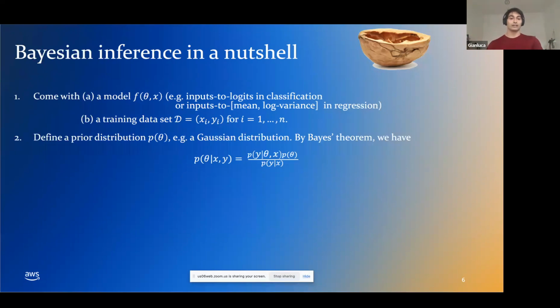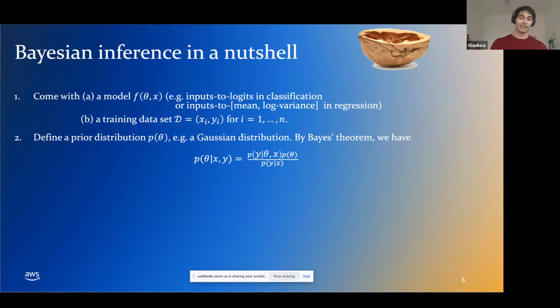Then, as I said before, theta usually are random variables, and therefore you define a prior distribution, and usually the most common choice for prior distribution, in particular in high dimensional setting, is a Gaussian distribution. And then Bayes' theorem gives you a posterior distribution. So the probability of the model parameters theta given the training data, x and y. And this you can rewrite as a likelihood function, p of y given theta and x, times the prior divided by the marginalization of the numerator, which is also called the evidence, p of y given x.